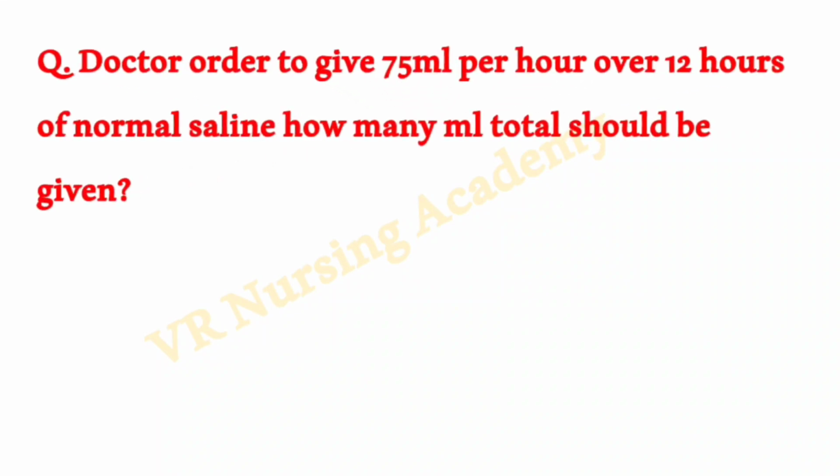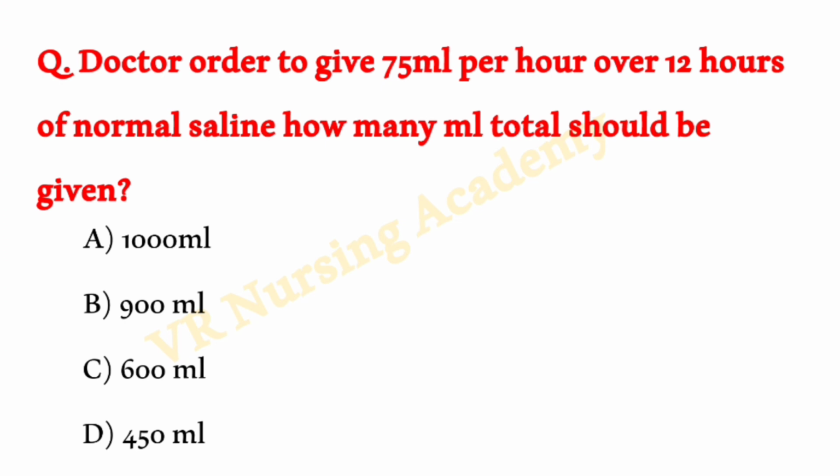Next question. Doctor ordered to give 75 milliliters per hour over 12 hours of normal saline. How many milliliters total should be given? Option A. 1000 milliliters. B. 900 milliliters. C. 600 milliliters. D. 450 milliliters. Which correct answer is? Option B. 900 milliliters.